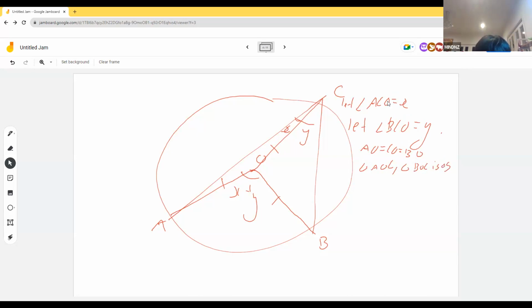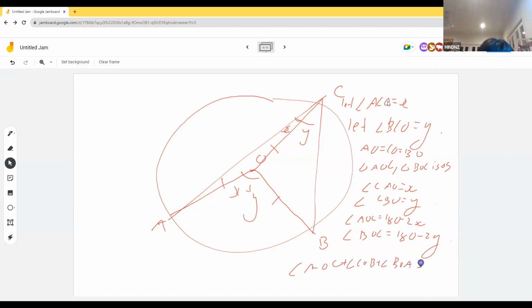And then we know angle CAO is equal to x and angle CBO is equal to y. And then angle AOC is equal to 180 minus 2x. And angle BOC is equal to 180 minus 2y. And then now what you guys did is angle AOC plus angle COB plus angle BOA is equal to 360. All right, this last line seems true.